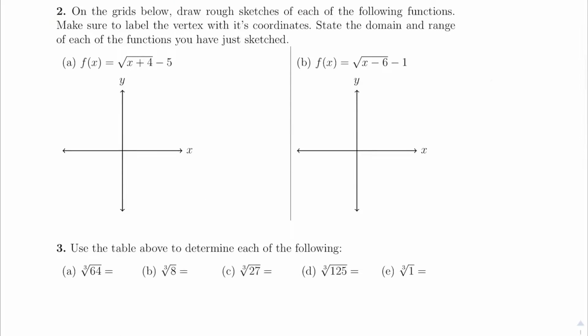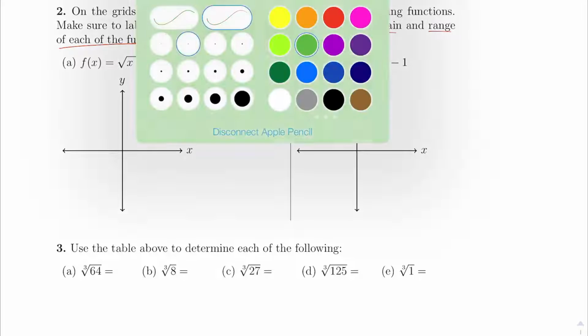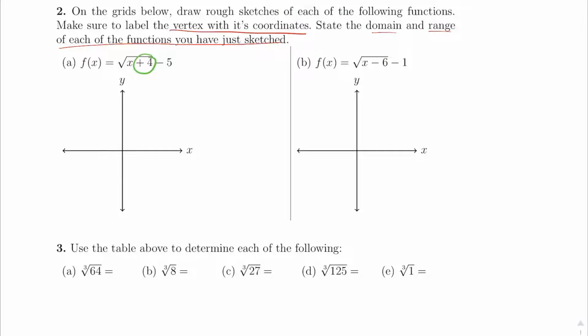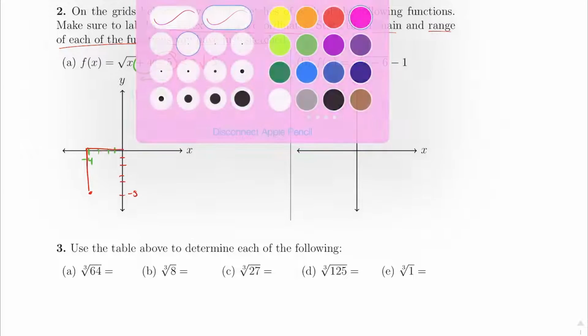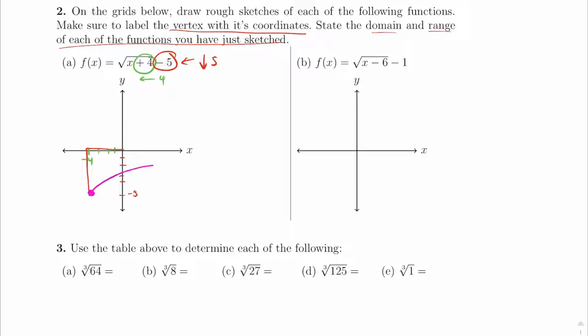On the grids below, draw rough sketches of each of the following functions, make sure to label the vertex with its coordinates, and state the domain and range of each of the functions you have sketched. Here you've got an inside transformation of plus 4, that's the opposite of what you expect, so left 4. Then we go for the outside transformation, down 5. So left 4, down 5, and then we draw the square root shape from there.